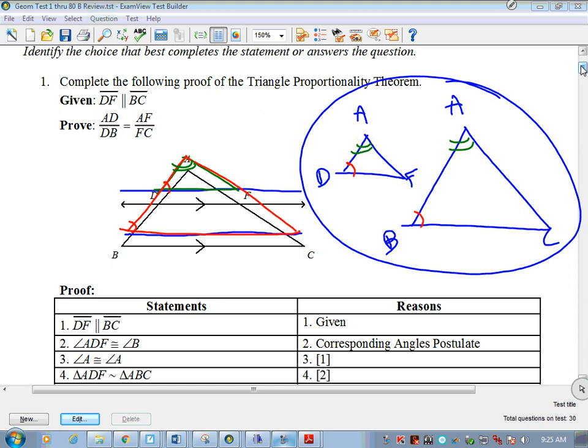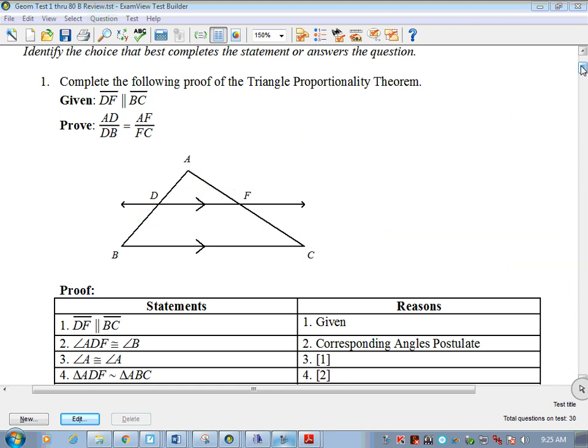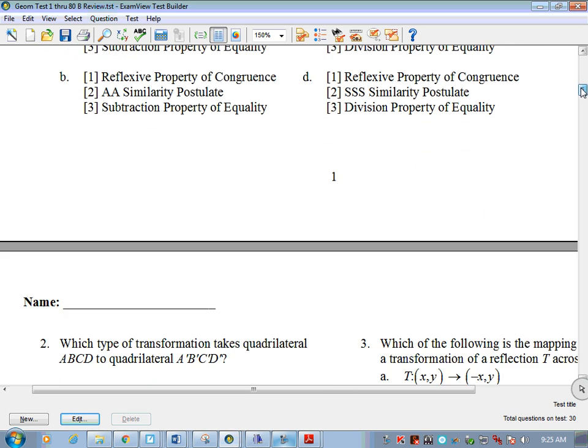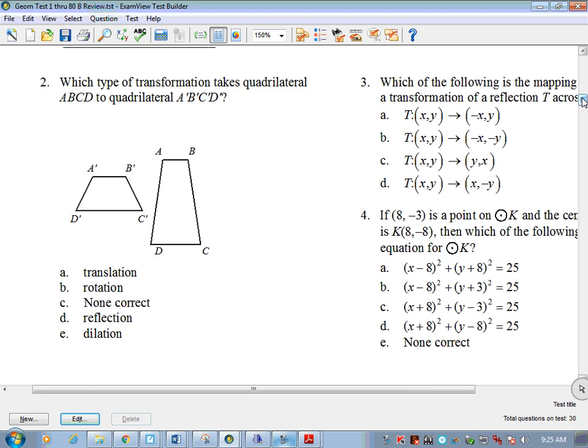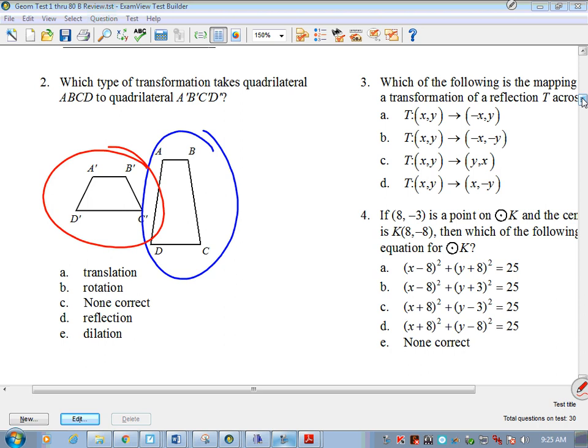All right. A lot of what this review video is good for is telling you what I need you to show. Let's get to question number 2. Which type of transformation takes quadrilateral A, B, C, D to quadrilateral A prime, B prime, C prime, D prime? So we are going from here to here. Can anybody tell me what you would use to go from the blue to the red?